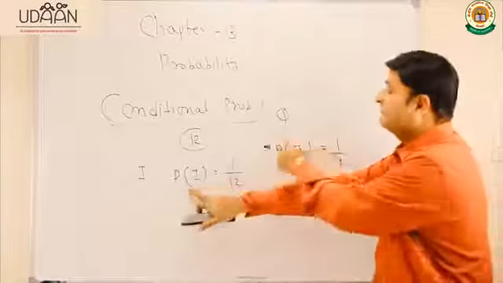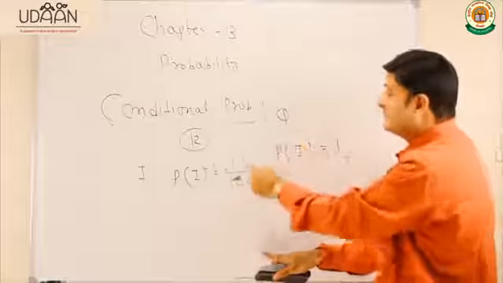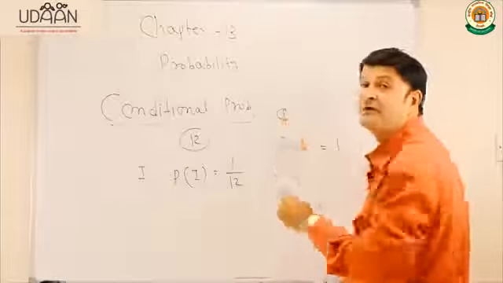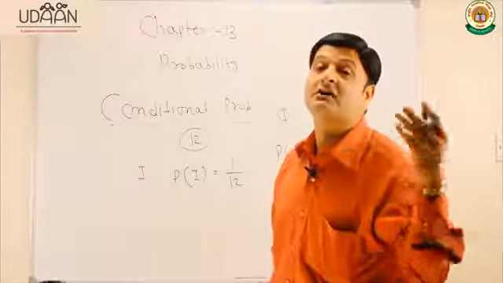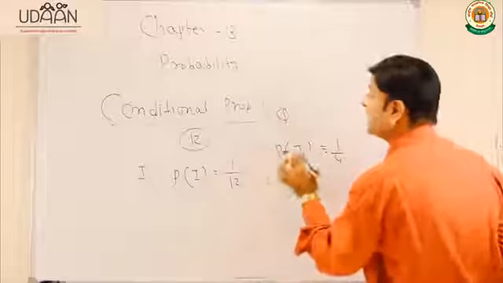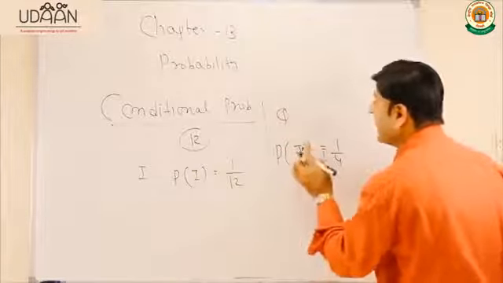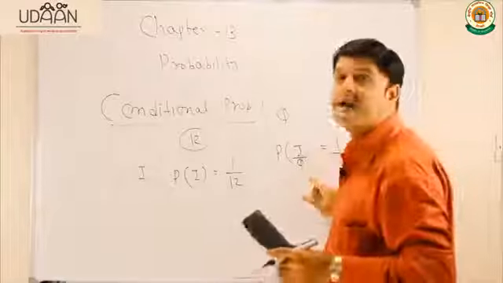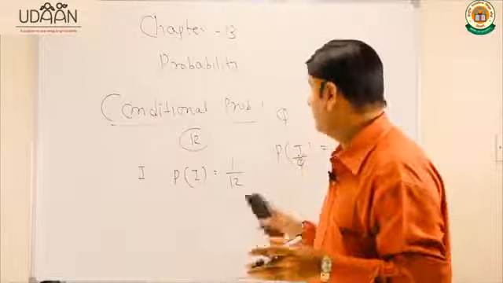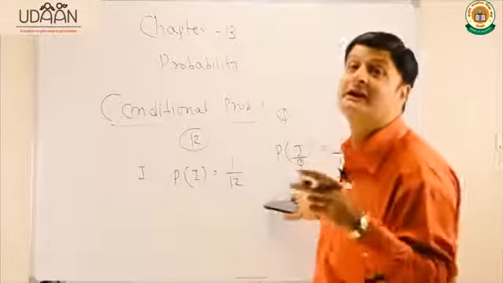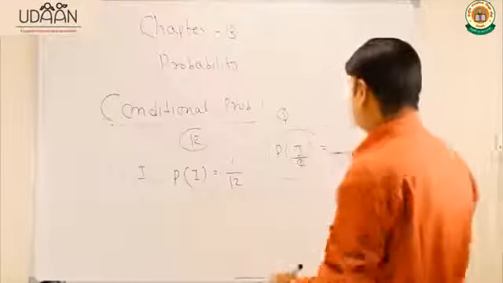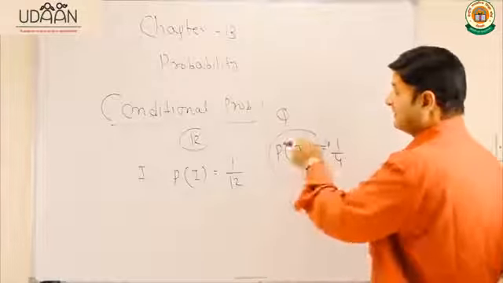And from here, see carefully, here also P of I, here also P of I, but the value is changing. Why? Because here I have given you one information, one event which has occurred already, and that event is event Q. So here our way of writing will be P of I upon Q. This P of I upon Q is the symbol for the event I when event Q has occurred already, and student, this is known as conditional probability. So this is the symbol for conditional probability.